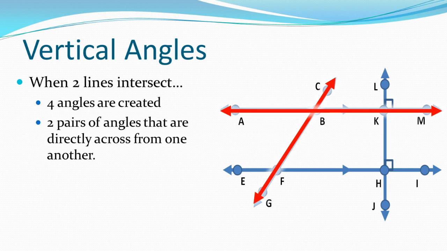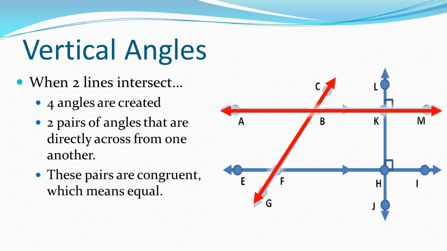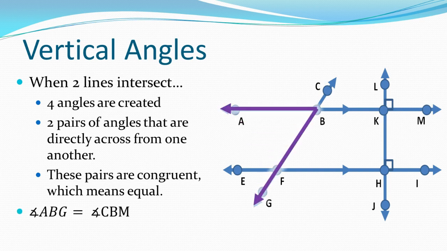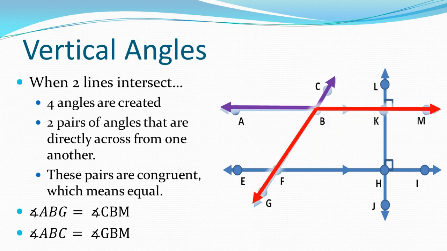The angles that are directly across from each other are congruent. That means that they are equal. So ABC is congruent to GBM. ABG is congruent to CBM. So we have this pair of this angle is congruent to its opposite. These are vertical angles. They're directly across from one another. ABC and GBM are congruent as well. There's ABC, there's GBM. They're vertical. They're directly across from each other in that pair or set of four angles.